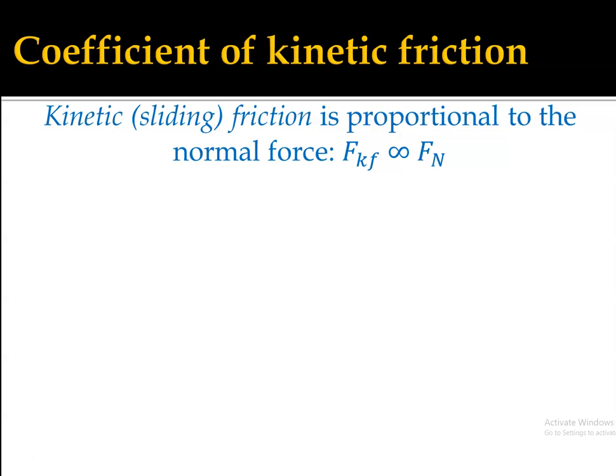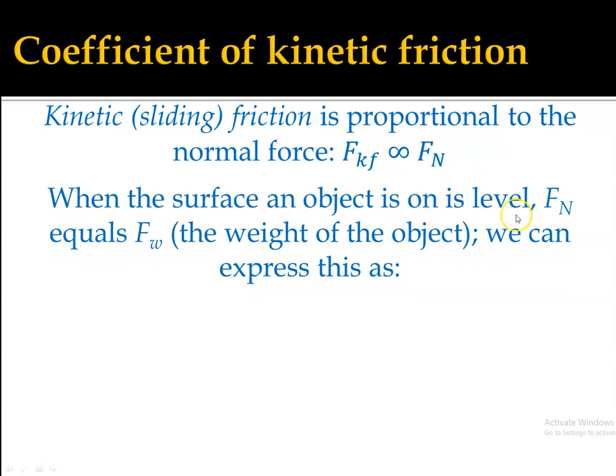So kinetic, or again, this is sliding friction, is proportional to the normal force, and we can show it like this. So sliding friction, kinetic friction, is directly proportional to the normal force. When the surface an object is on is level, then the normal force equals the force of the object's weight. And we can express this something like this. As it's related to kinetic friction, we can express it like this.